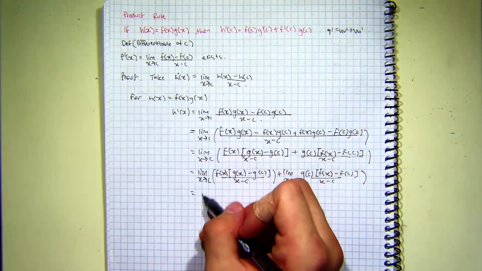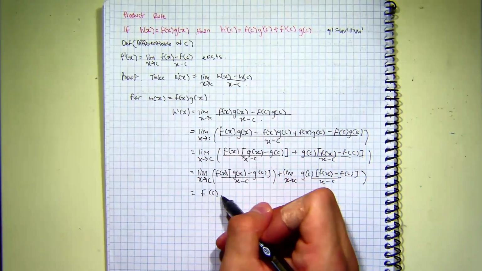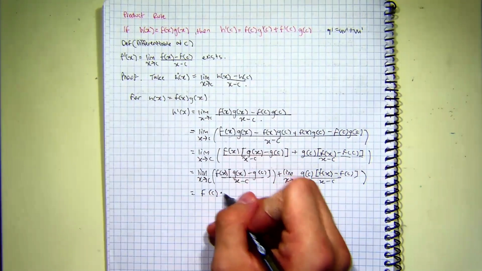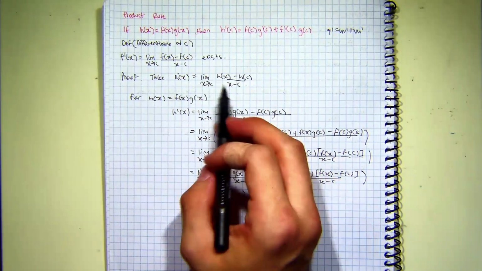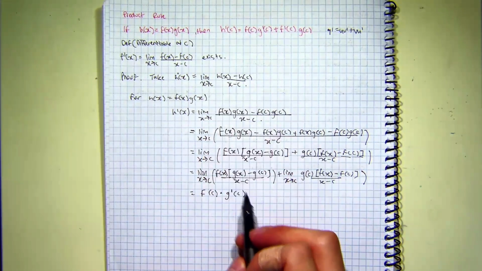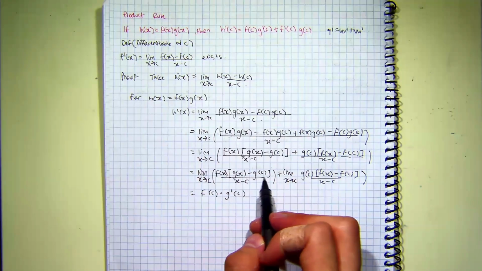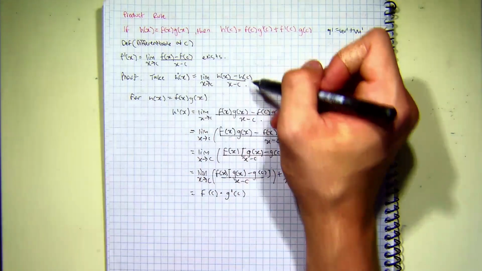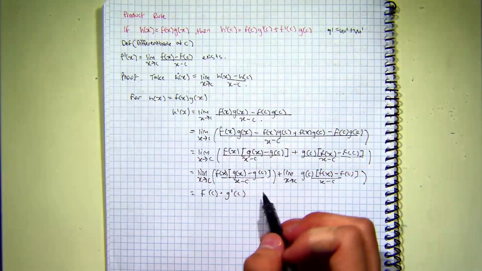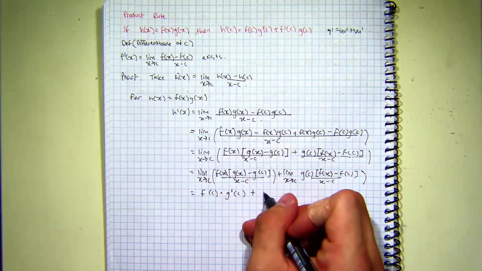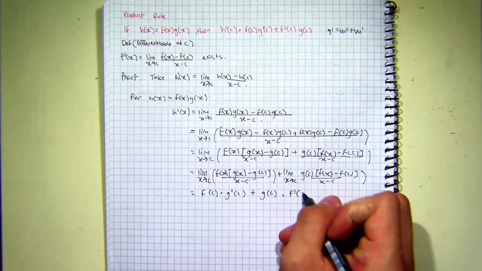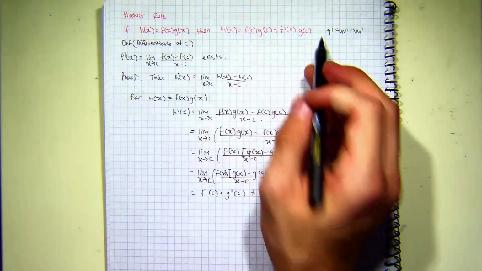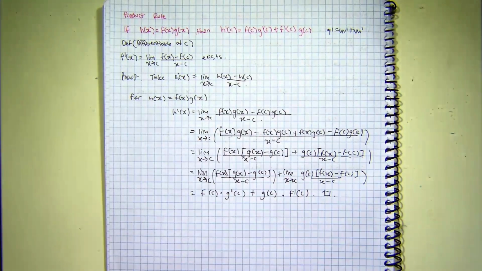times g prime of c, okay? From this first principles definition, this will become g of x minus g of c over x minus c. This is just first principles, so f of c times g prime of c plus g of c times f prime of c, which is what we wanted. Great.